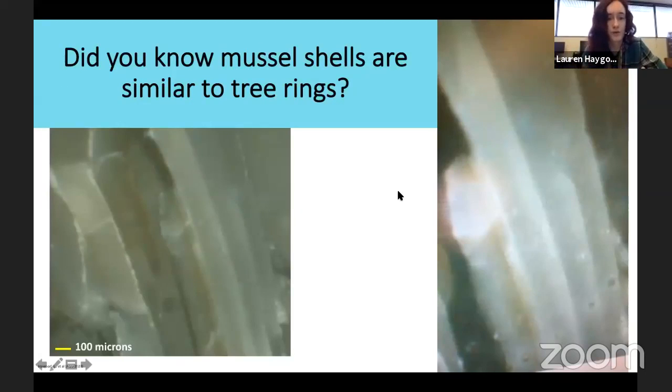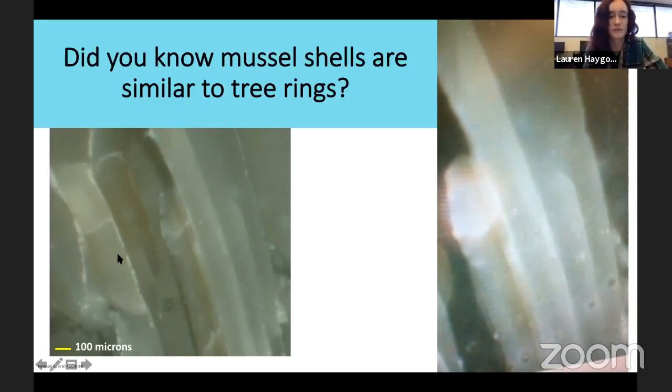So, fun fact, did you know mussel shells are similar to tree rings? Tree rings contain information about each specific year, and you can count the rings and get ages back, and then you can study those rings and figure out what was going on at a specific year. Well, we can do the same thing with mussel shells. They have growth layers, like was pointed out before.